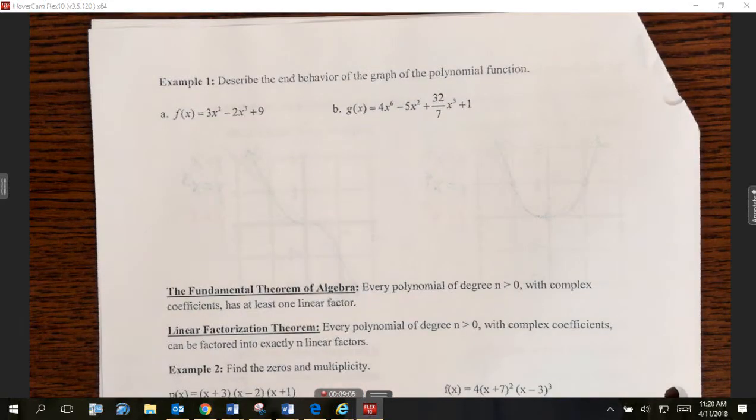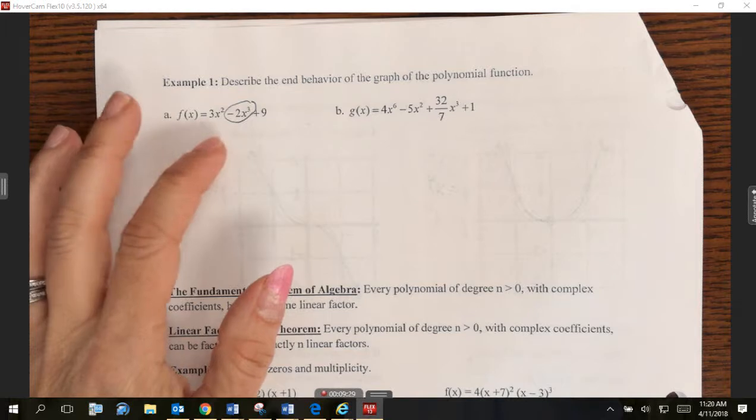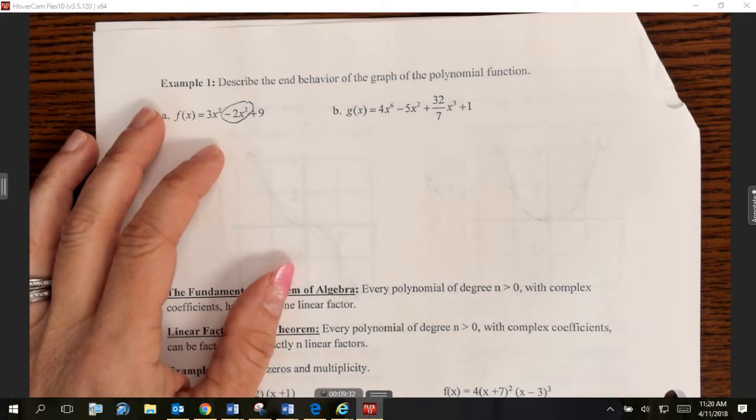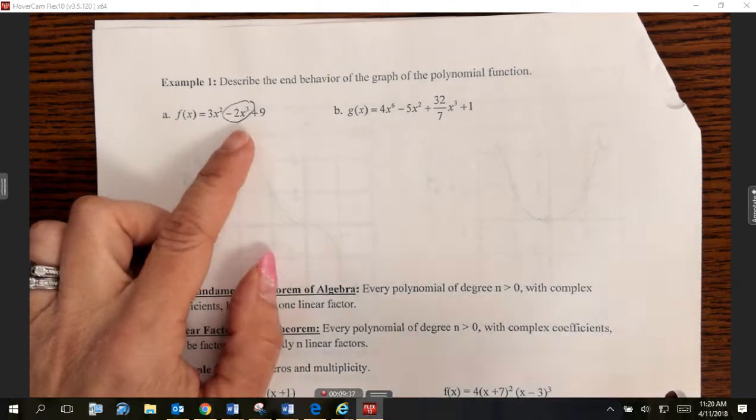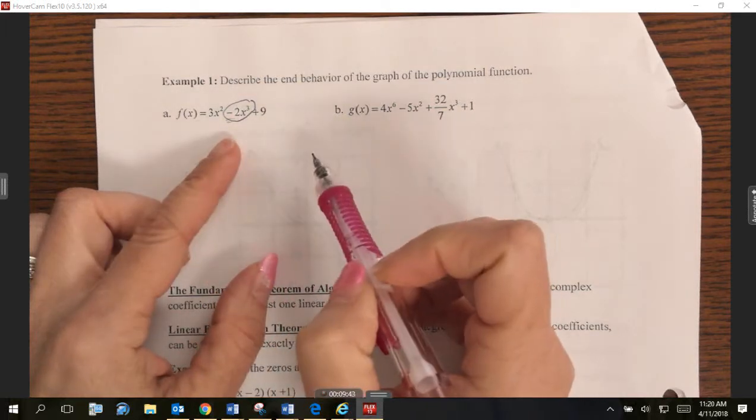So question A: in order to figure out what the end behavior does, you have to find the first term, the term that tells you the degree and the leading coefficient. What do you think the first term is? Negative 2x to the third. So we can find the degree, which is the highest exponent. It might not be exactly where you are looking. Don't always look just at the beginning. So the degree for this is 3, and the leading coefficient is negative 2.